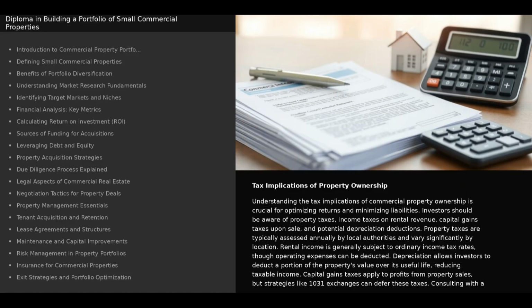Consulting with a qualified tax professional is essential to navigate these complexities and implement tax-efficient strategies. Proper tax planning can significantly enhance net profitability. It is a vital aspect of financial management.